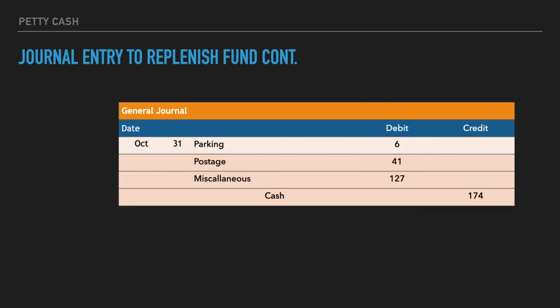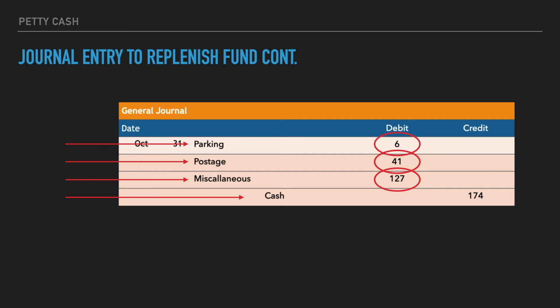So in our journal, it will look something like this. Notice how the date of all our entries are actually on the same day, even though they may not have been purchased on this date. This is because we account for these purchases when the fund is replenished, in this case on the 31st of October. We then debit the petty cash expenses as follows, and in order to replenish the fund, we must credit cash again, like we did when we established the fund.